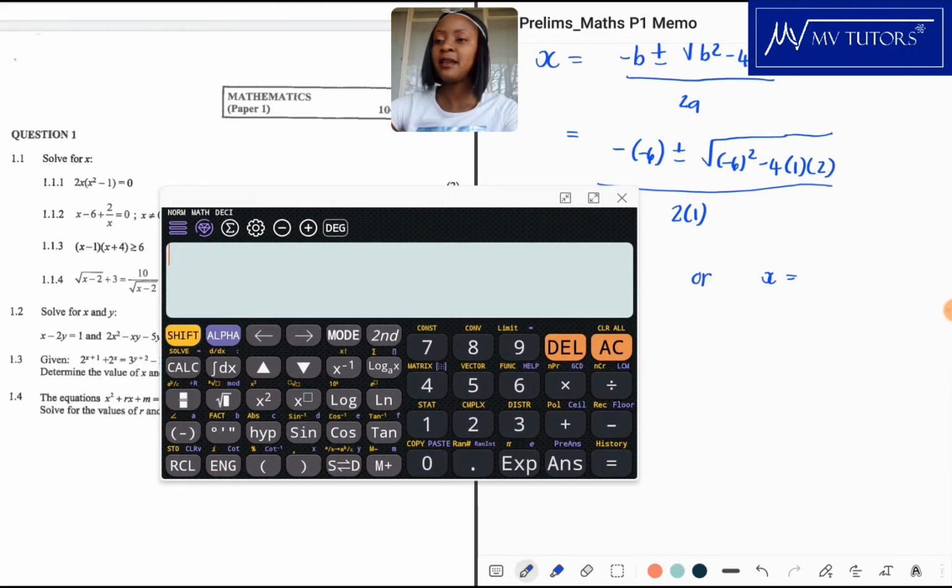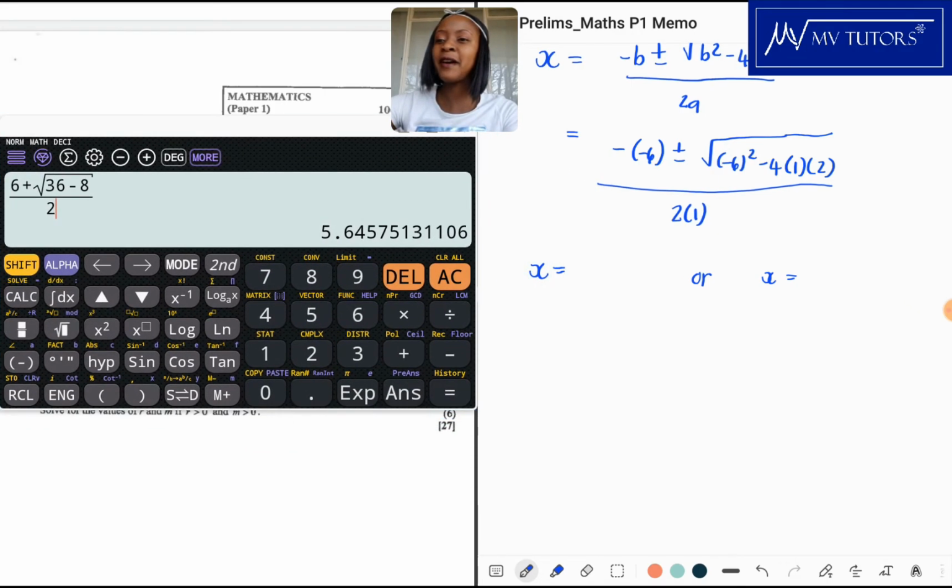But anyway, let's just put everything in a bracket. Minus minus 6, I'm just going to put a positive 6 there. I'll start with the positive version of the answer. So that will be 36 minus 8. Put everything in the calculator as it is. It just takes time having to calculate everything. So we have 5,65 as one solution.